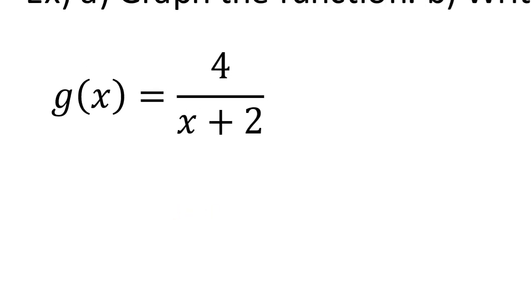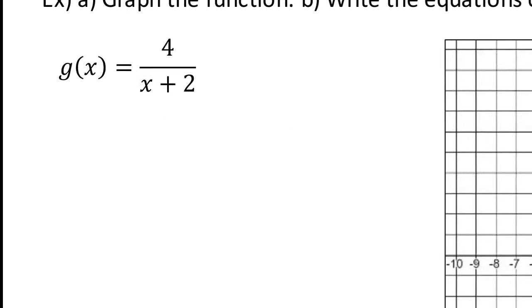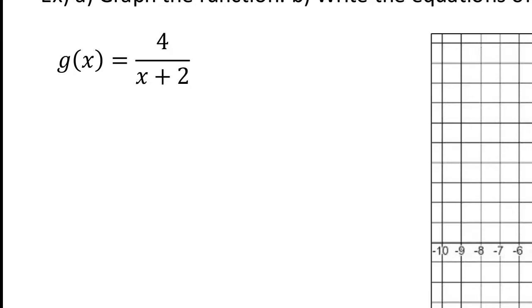We have g of x is equal to 4 over x plus 2. All right, lefties, go ahead and tell your partner what are A, H, and K, and what do each of those mean? What do we do to the graph?